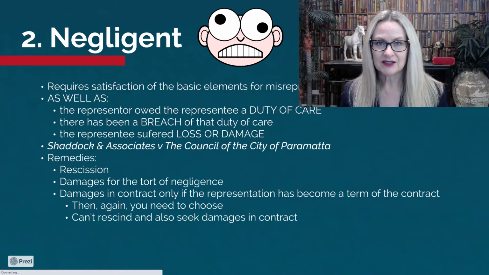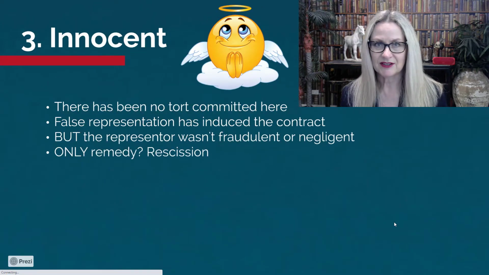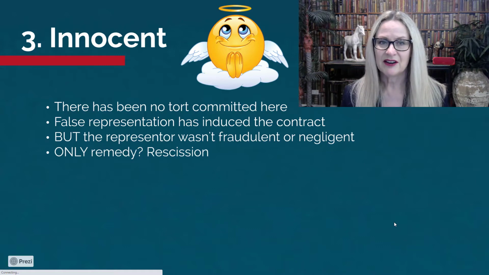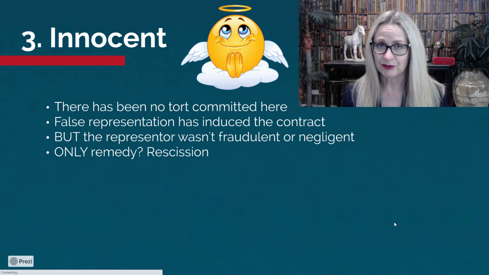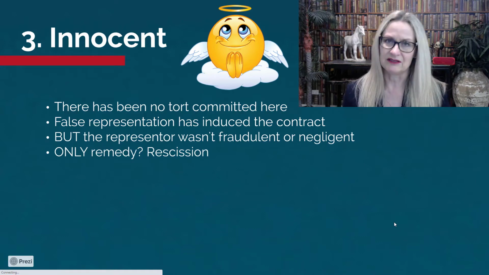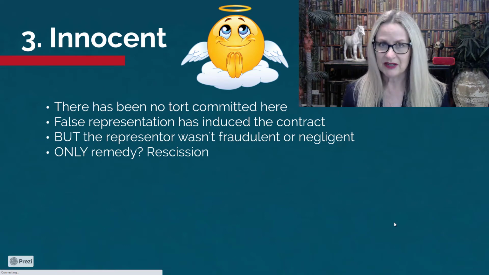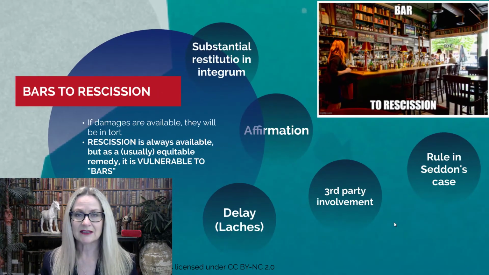Okay, the last of our categories is innocent misrepresentation. And innocent misrepresentation really is just defined by being none of the above. It's essentially there has been a false representation that has induced the contract, but no tort was committed. There was no lying, there was no deliberate untruth, so there's certainly no fraud. There was no duty of care there and breach, so there was no negligence. There was just, unfortunately, an incorrect statement made. So your only remedy there is rescission. And they are the categories of misrepresentation at common law.